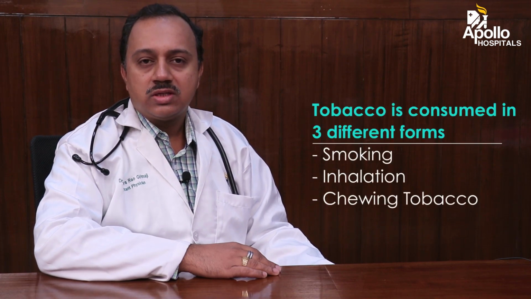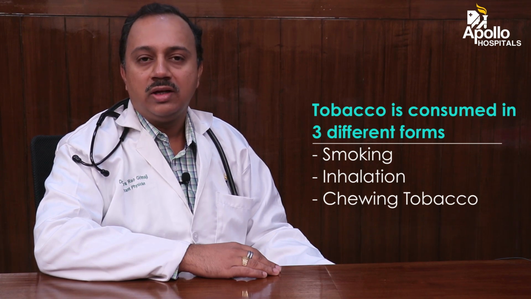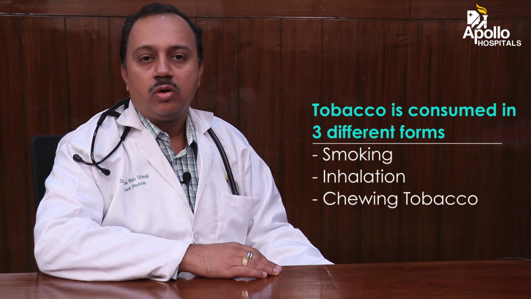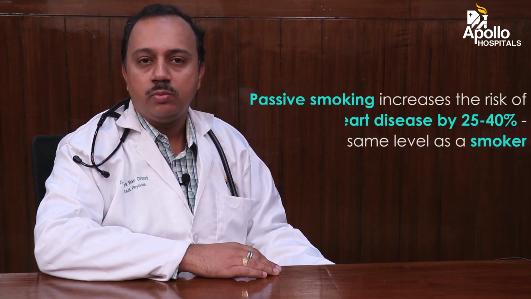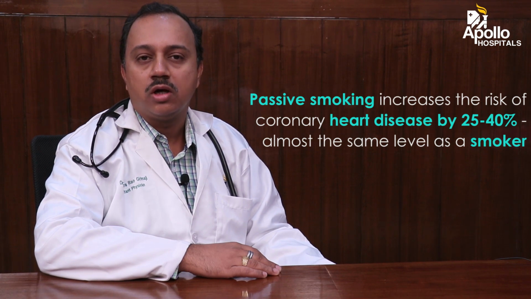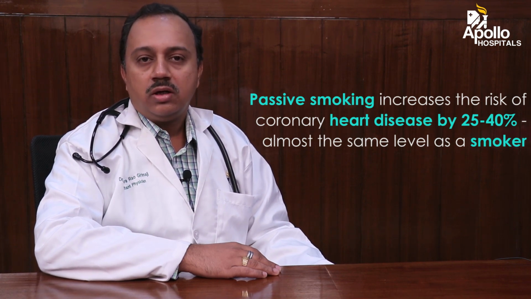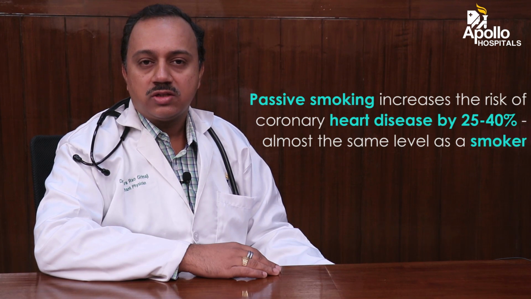Today let's know about some of the effects of the most commonly abused substance, tobacco. Tobacco is consumed in three different forms: either through smoking, or through inhalation, what you call snuff, or chewing tobacco. Tobacco is a drug that not only affects the person who is consuming it, but also affects the person who is around him. It has a multitude of side effects, a multitude of problems. So let's categorize them, how it affects.